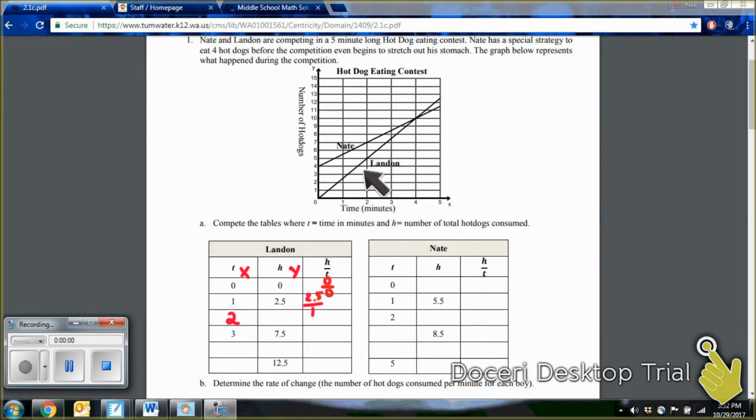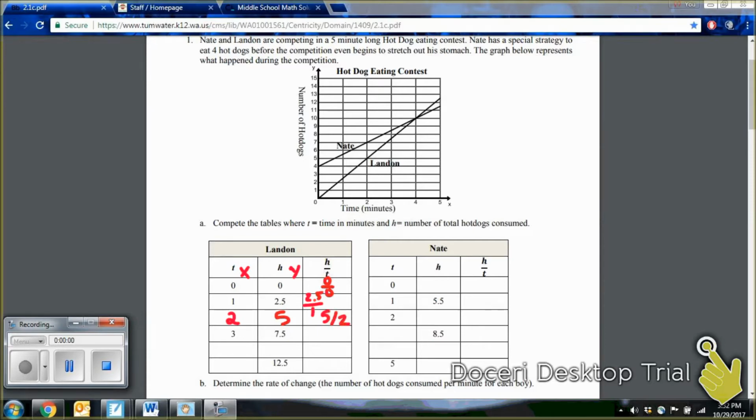Alright, so let's look up here. Hopefully you've got it. If we go to t, or excuse me, x is 2, and we go up, our y value, or our h value, is at 5. So we should have had 5 written right there in the h. So let's go ahead and do that. So let's put a 5 here. So that would make our slope, or our h over t, y over x, as 5 over 2.